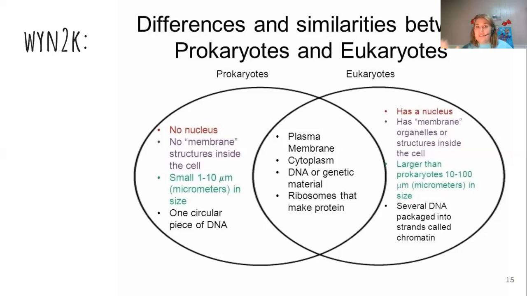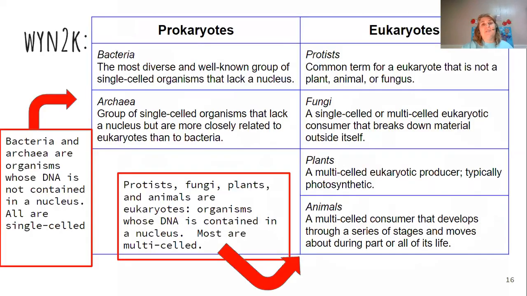But as different as prokaryotes and eukaryotes are, they also have a lot of similarities. They have a plasma membrane, they have cytoplasm, they do contain that genetic material, and they have ribosomes that allow them to make proteins. All of our living organisms fall in one of these categories. They're either prokaryotes, made of prokaryotic cells, or they're eukaryotes, made of eukaryotic cells. So that's one way that we classify living things.